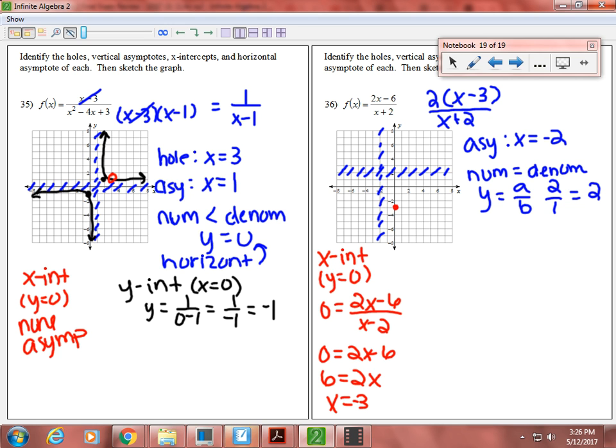So at -3, it's going to hit here. So that's 1, 2, 3, 4, 5 down and 2 over. So 1, 2, 3, 4, 5 up and 2 over. And then my y-intercept, when x equals 0, is going to be y equals, I'm going to go ahead and cancel 0 minus 6, 0 plus 2, so I get negative 3.